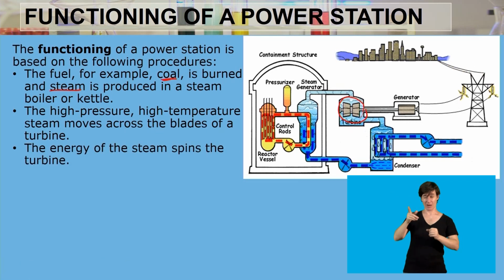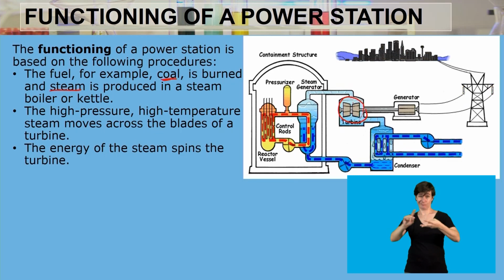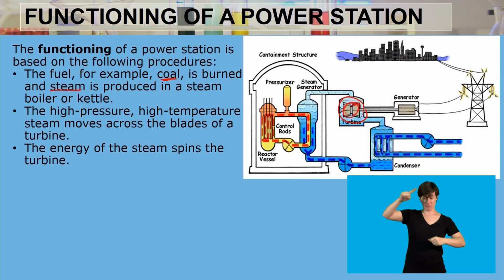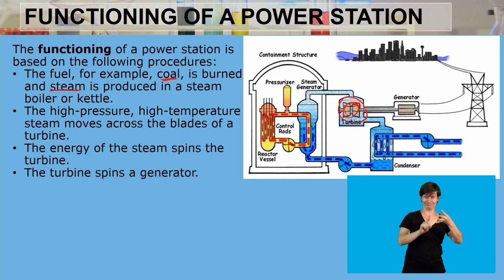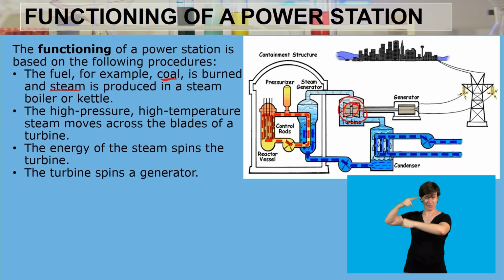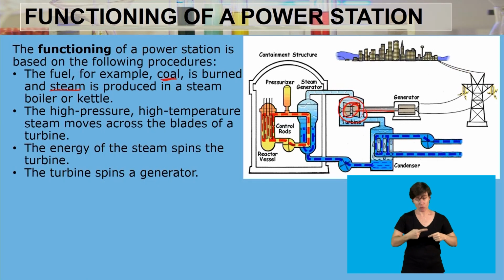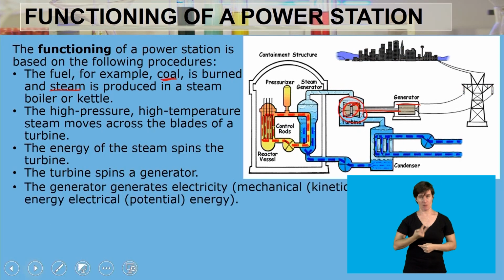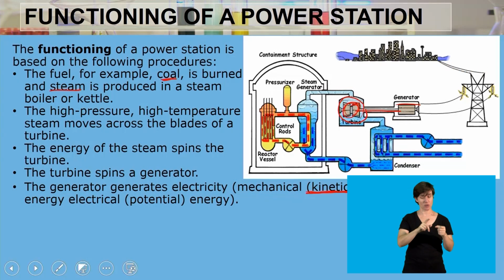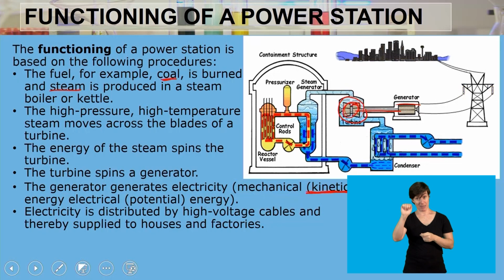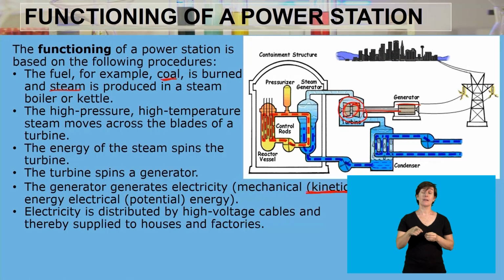As the steam moves into the turbine, it spins that turbine we are seeing in the picture. As the turbine spins, it also spins the generator. The generator generates electricity, converting the movement, the kinetic energy, into electrical energy. As the generator rotates, it generates this electricity.